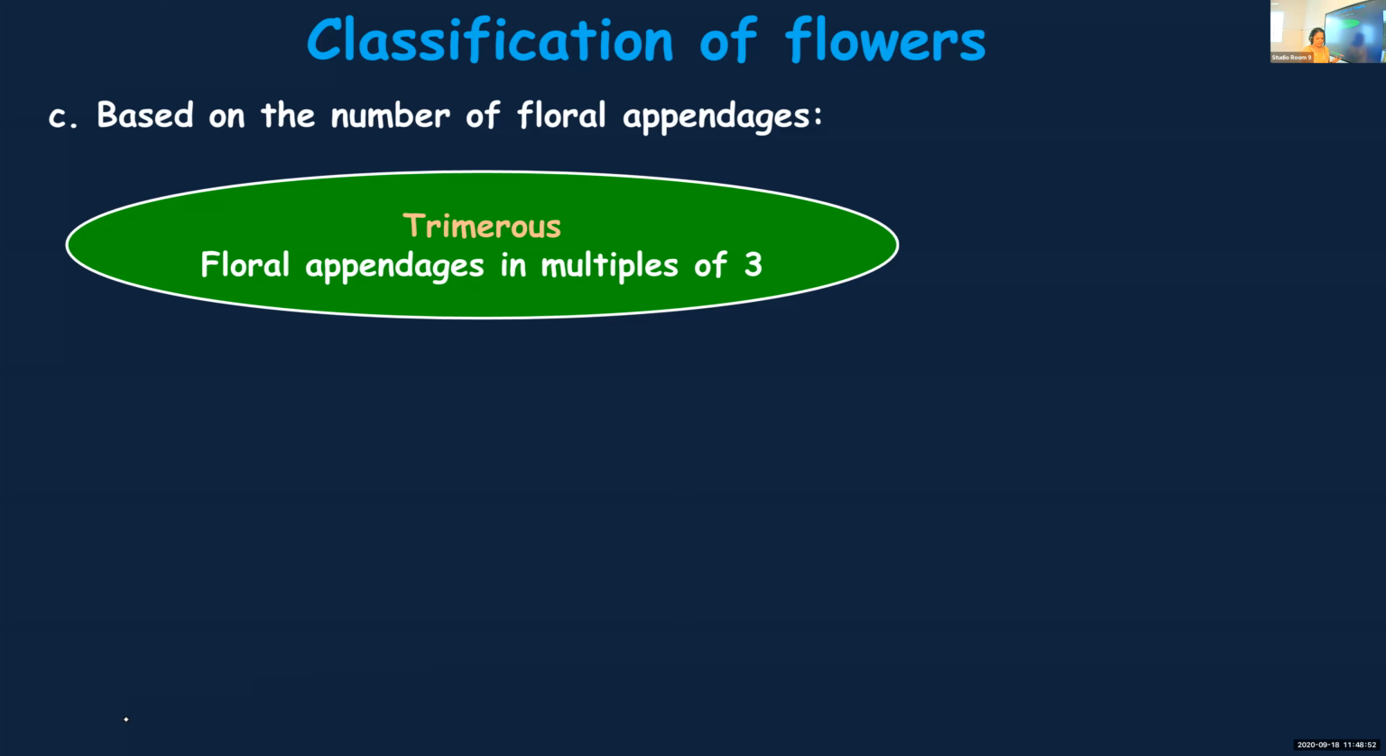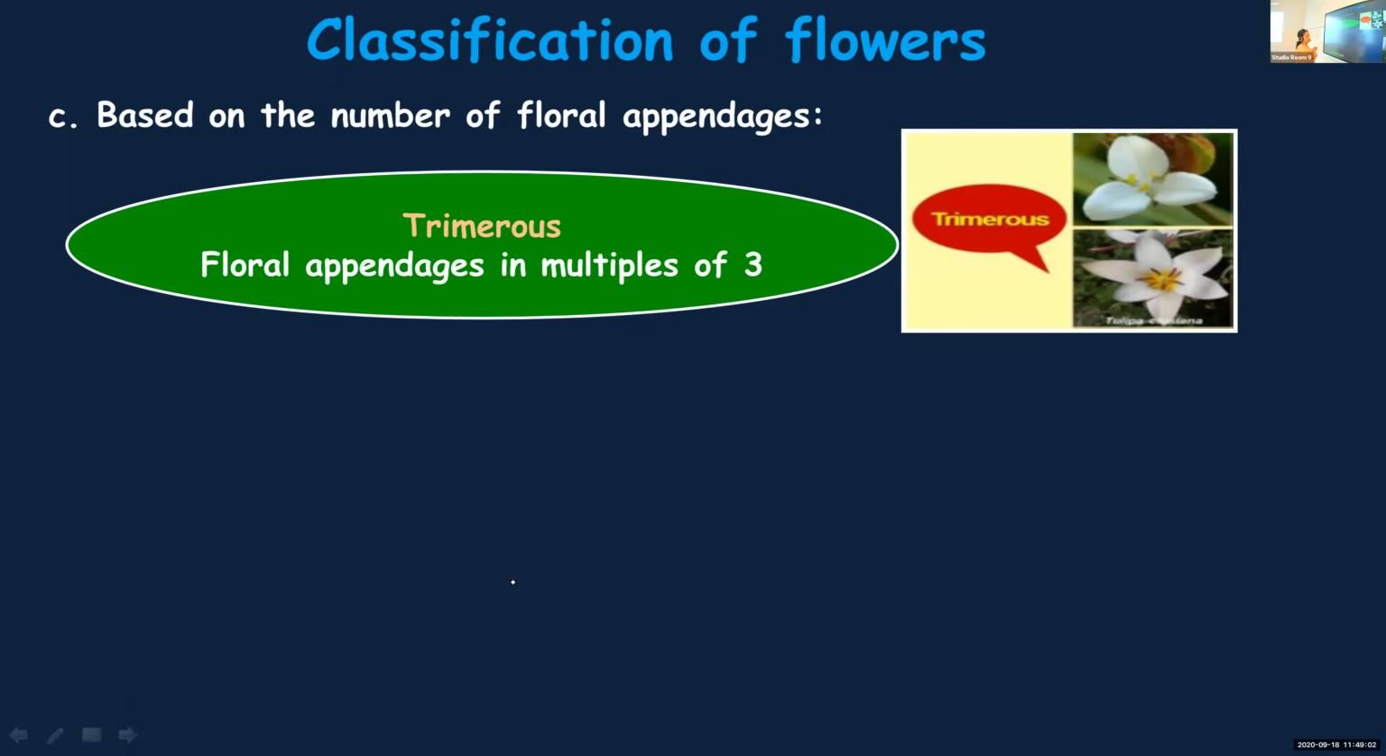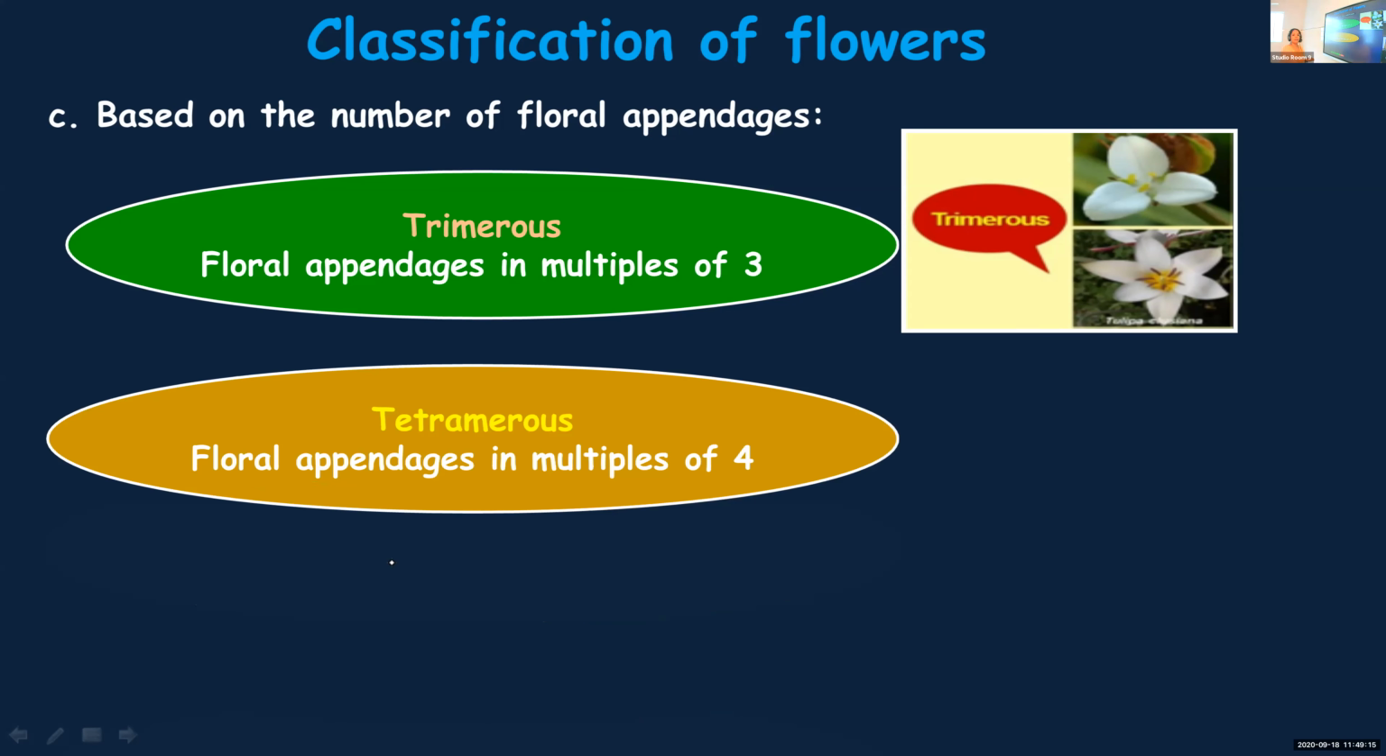So many examples are there: daffodils, lily, orchids. So many examples are there for trimerous flowers. Floral appendages in multiples of 3. Tulipa is another example where it comes in multiples of 3. Lily is another example. Then daffodils. Next one, tetramerous. Tetra means 4. Tetramerous, here the floral appendages will be in multiples of 4. 4, 8 or 16. Like that it goes.